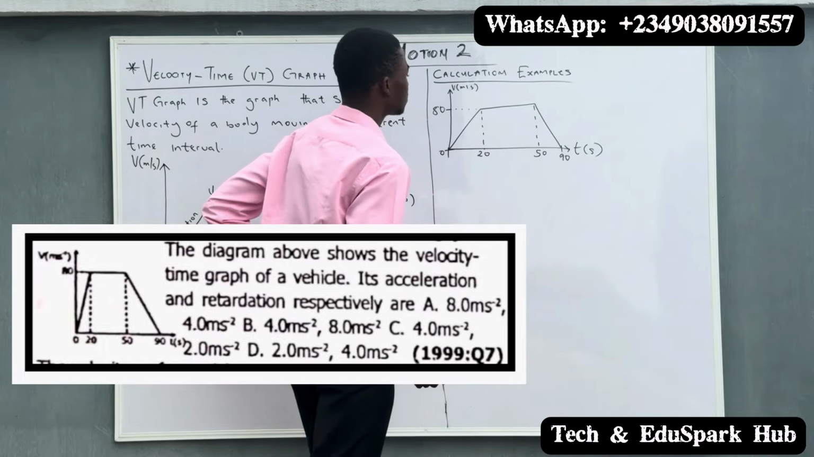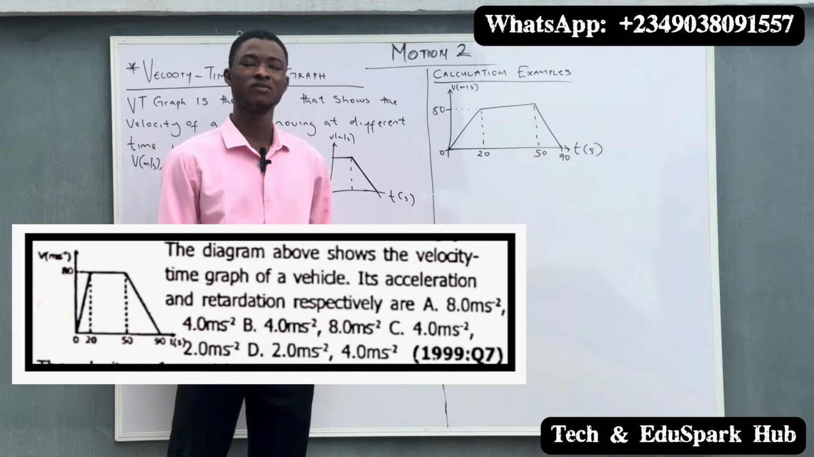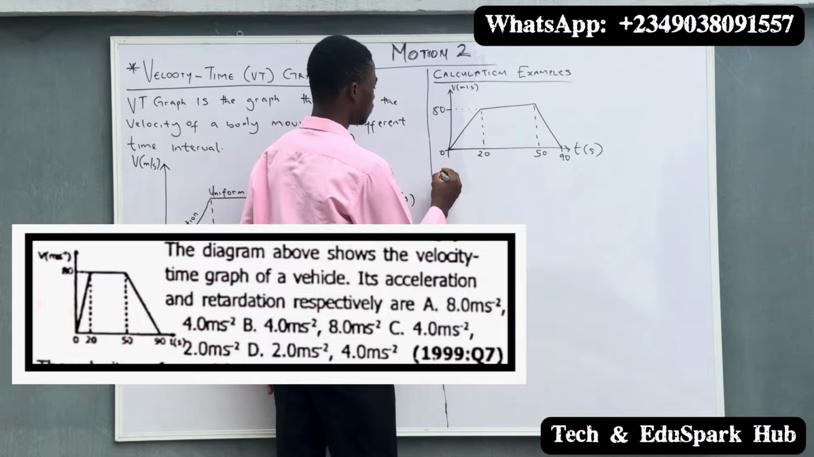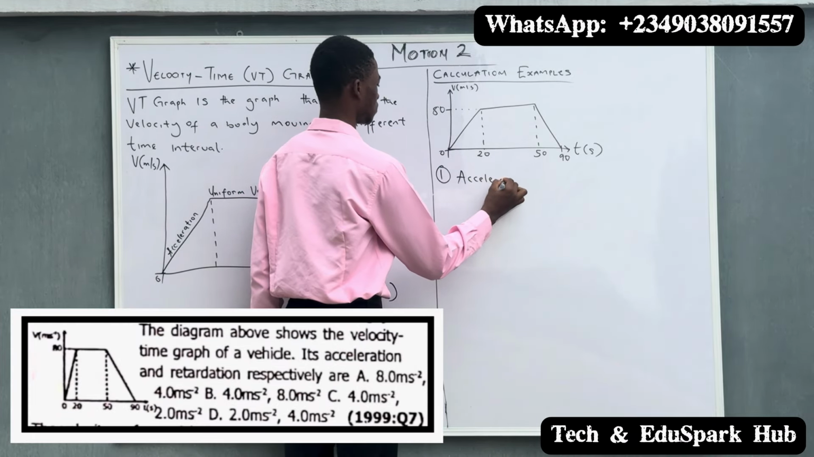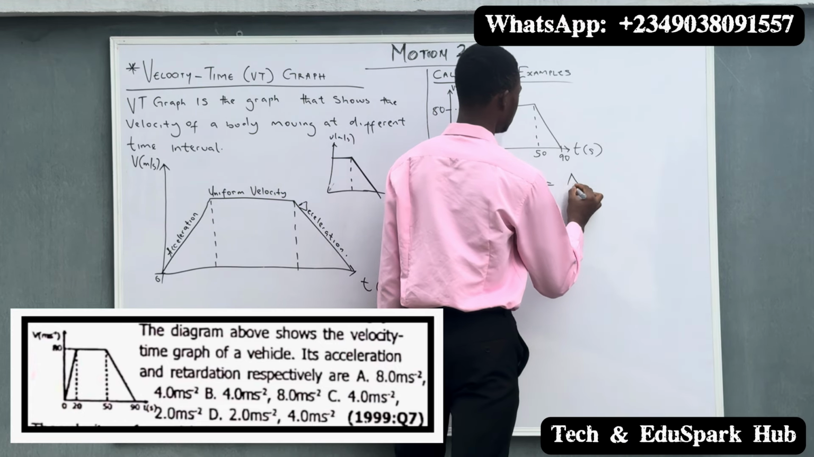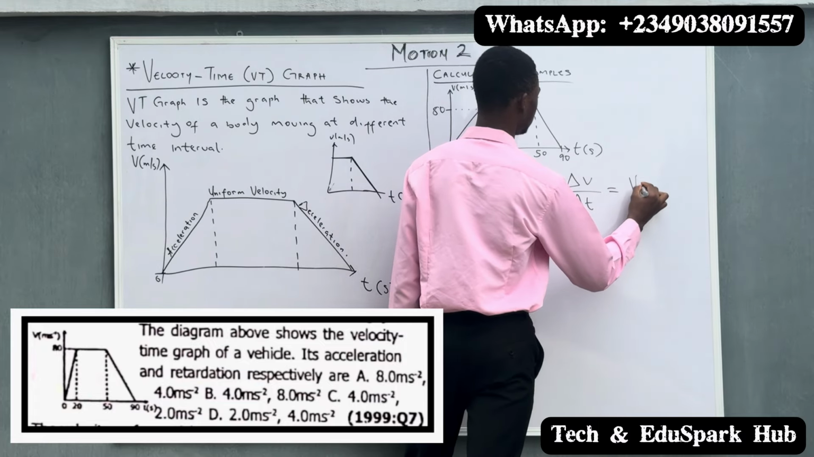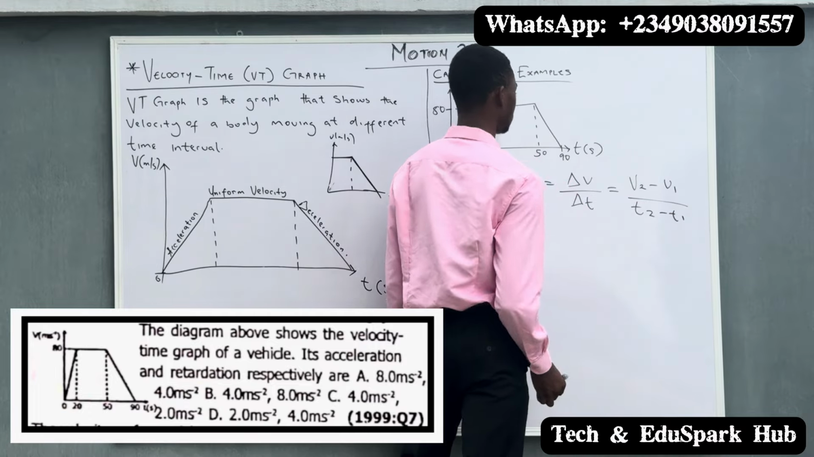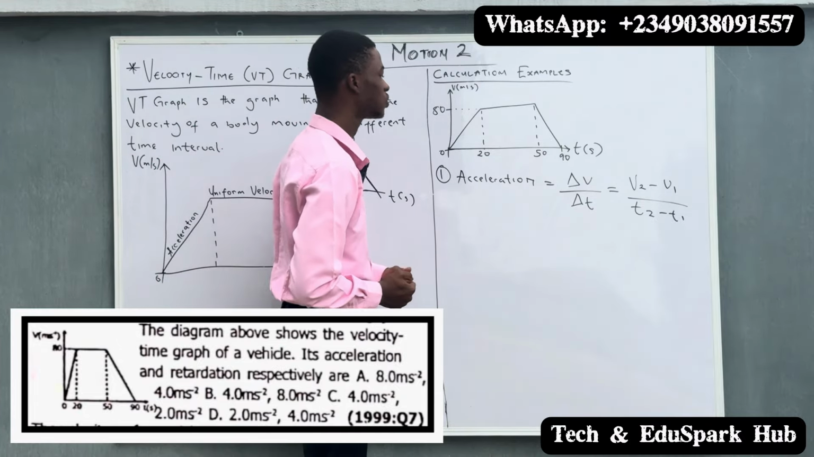So the question is asking what the acceleration and the retardation of the motion of the vehicle are. So from this question, we have to calculate the acceleration and the retardation. So firstly, the acceleration. The acceleration is given as what? We have change in velocity over what? Change in time. And change in velocity is V2 minus V1 over change in time, which is T2 minus T1. So in this case, we have to find our V2, V1, T2, and T1.